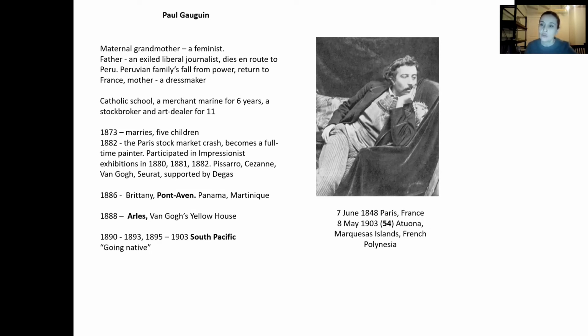And he dies en route to Lima, Peru, when Gauguin is 6. They own a ship traveling and his father dies. So his mother sort of stays with the relatives in Peru in this very wealthy household.